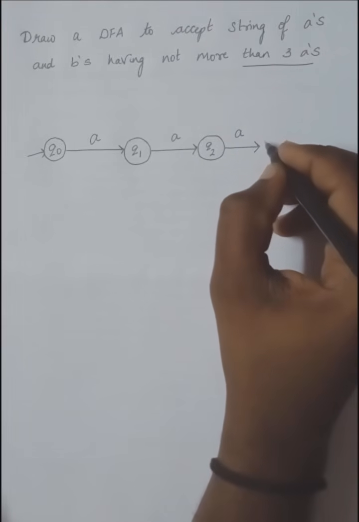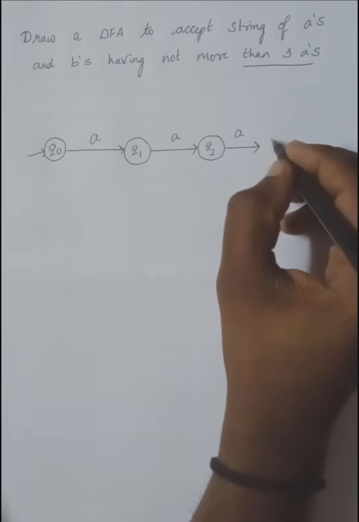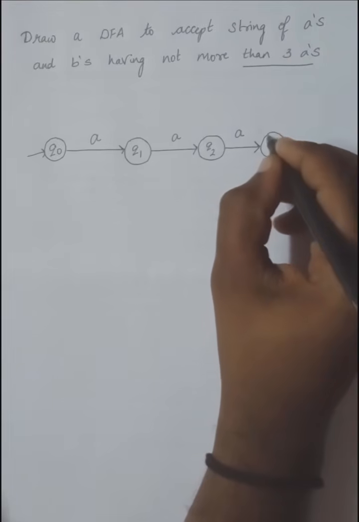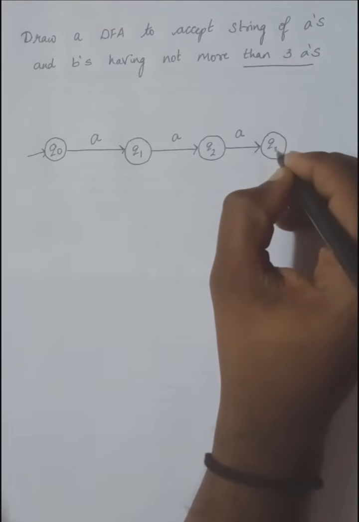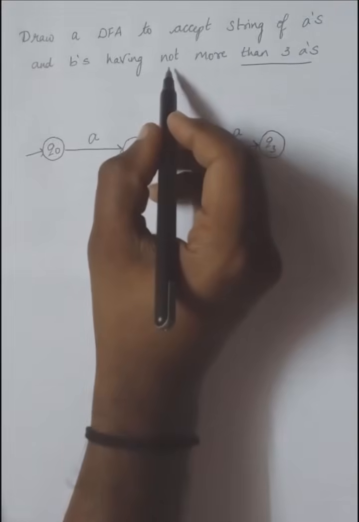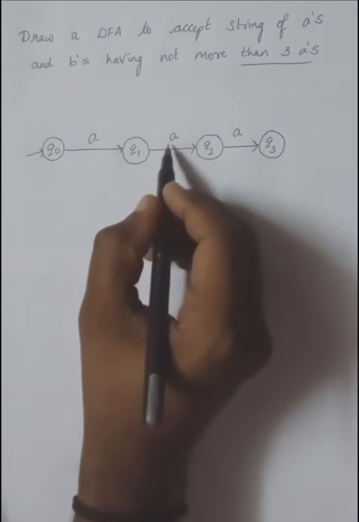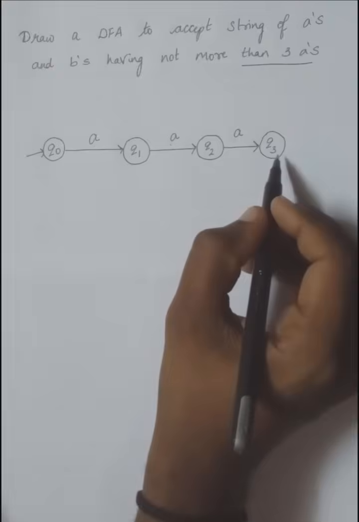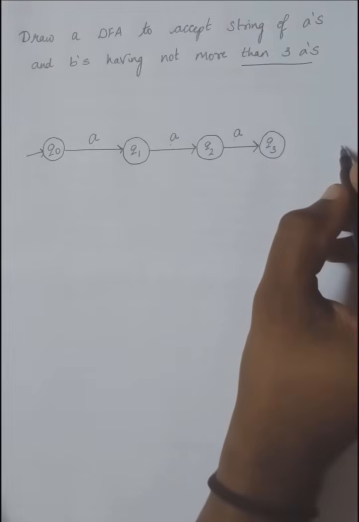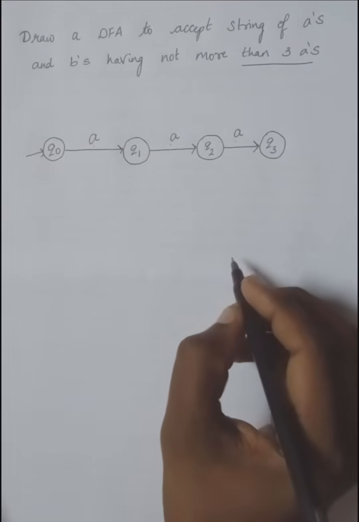After 3 A's we need to stop our machine. For that we'll write a Q3. But what happens, they're saying it is not more than 3 A's, meaning it can support 1A, 2A and 3A. After 3A it can't take a new input. So this is the basic condition.